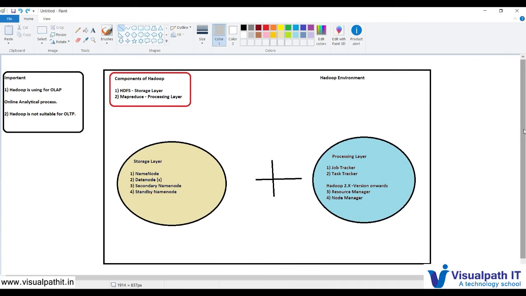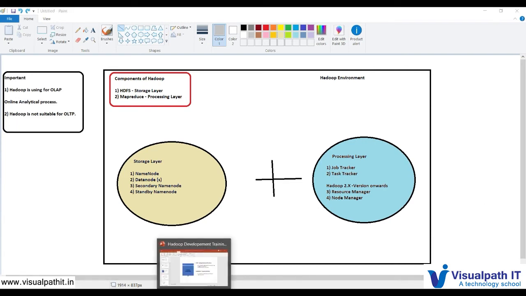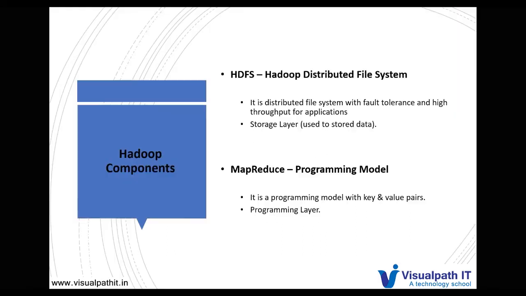Okay. So this is the Hadoop introduction, and we'll go one by one, slide by slide. So what all do we have? Okay, so Hadoop components. Storage layer. It is a distributed file system with fault tolerance and high throughput for applications. Right? Storage layer. And what will it do?